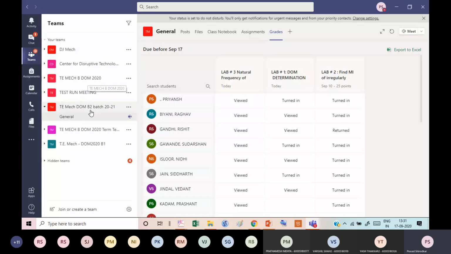For all the lab work, all the data should be uploaded for this assignment. At that time the batches were not created, so the teams for the batches were not created. Whatever is relevant to the lab work should be uploaded in this team only, that is T make DOM B2 batch 2021. So if you uploaded your completed write up in the earlier team, just download that PDF file and upload it over here.